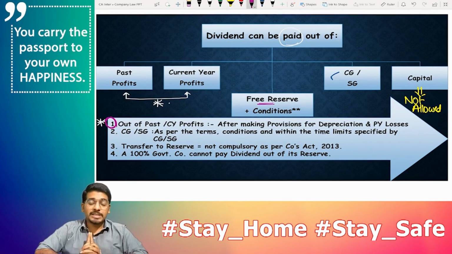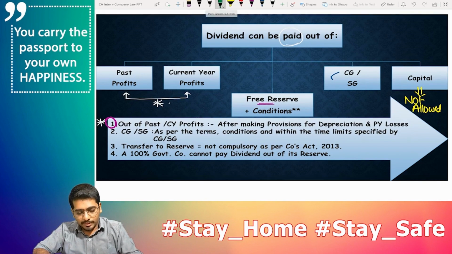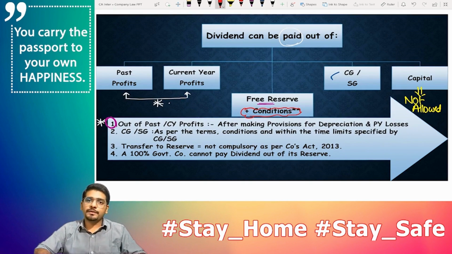But what they are saying is if you are using your free reserves for the payment of dividend, then you have to satisfy certain conditions. All right. Let me highlight the conditions for you over here. You have to satisfy certain conditions. Now the question will be, sir, what conditions are we required to satisfy? That I will tell you in the next slide. All right, next slide I will tell you.